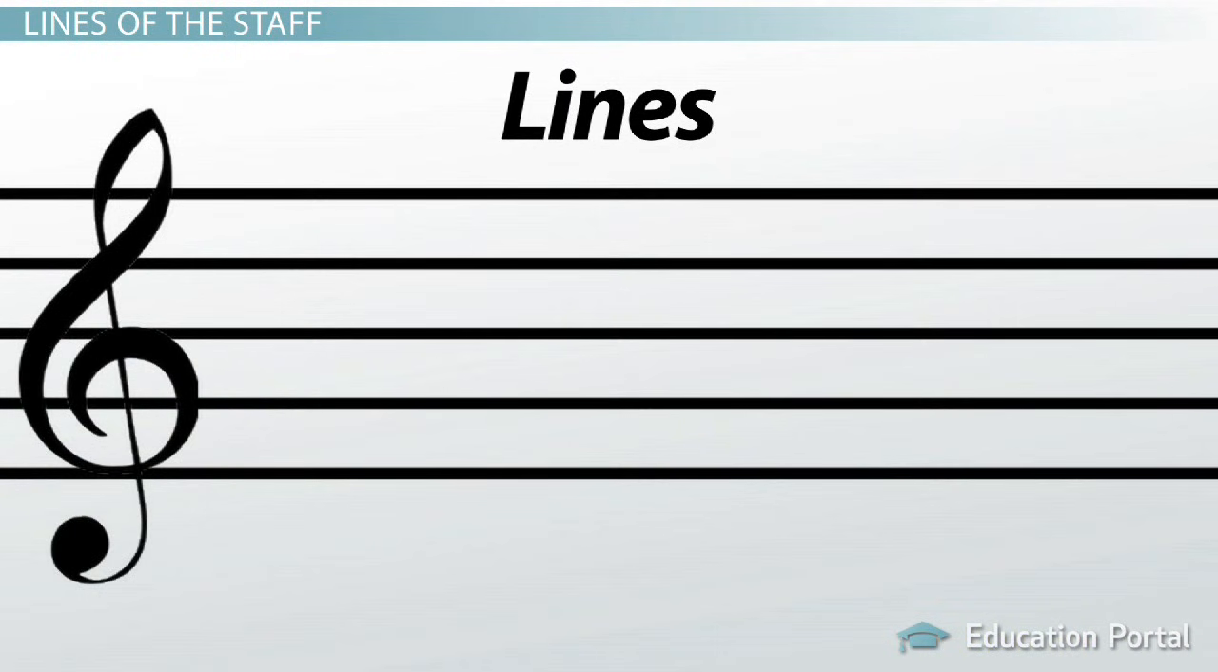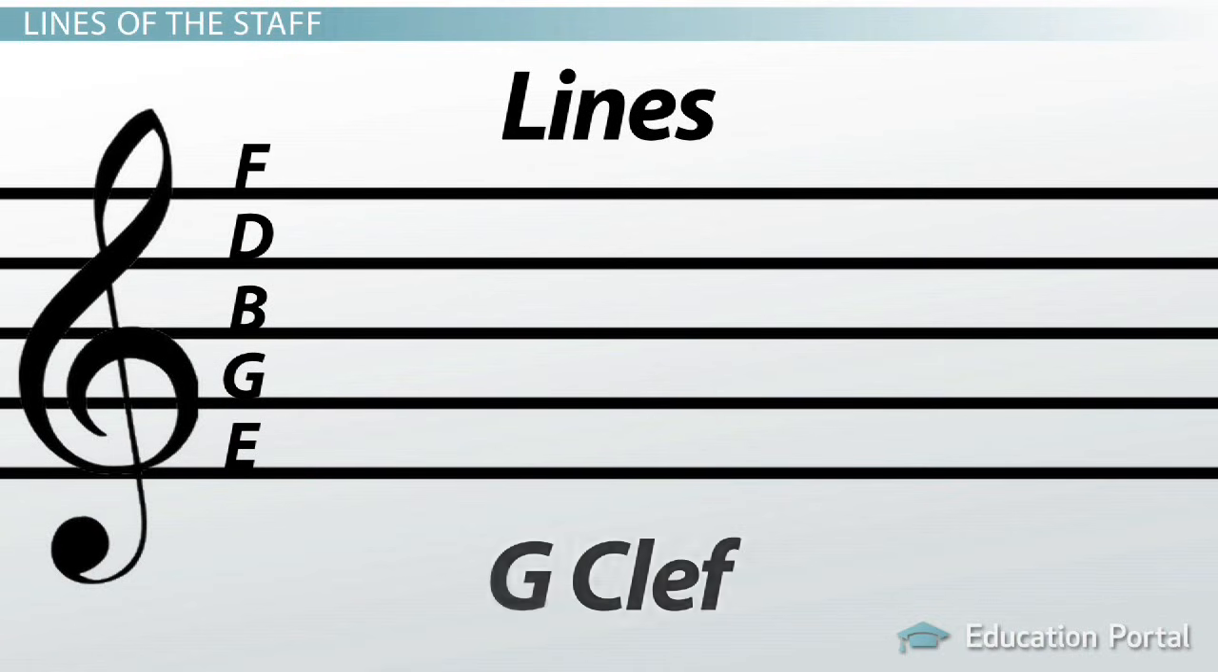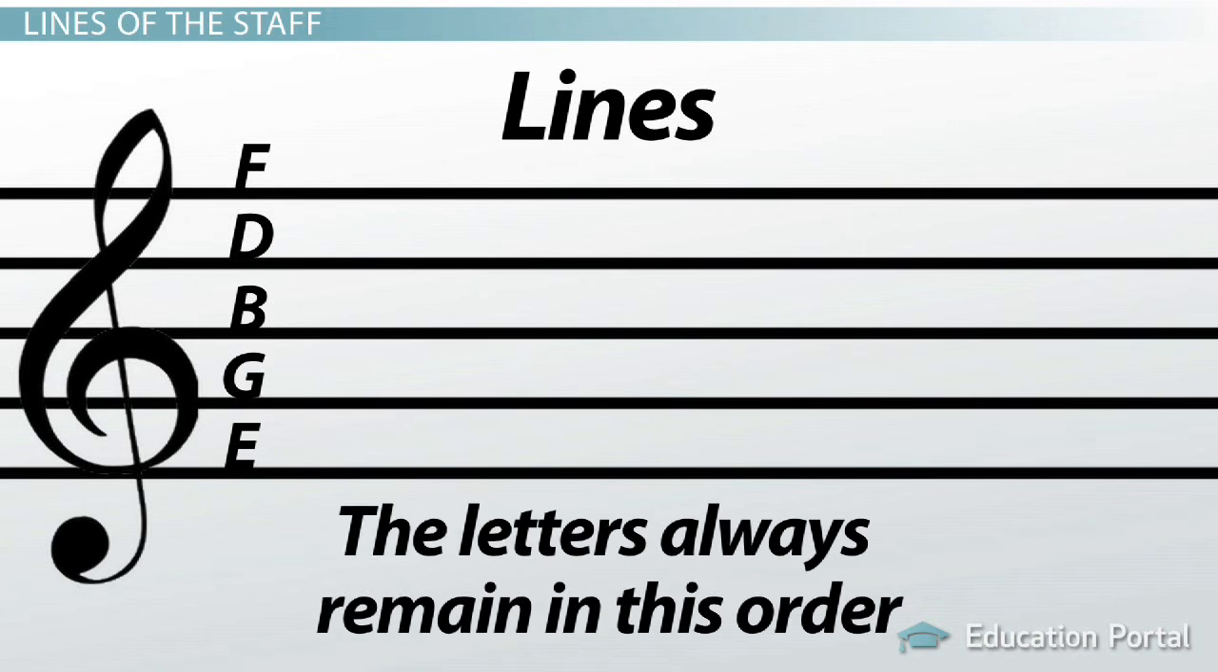Each line of the staff represents a specific pitch. Starting from the bottom of the treble clef staff, the lines represent E, G, B, D, and F. The treble clef is sometimes called the G clef because the treble clef symbol circles around the line G. The letters always remain in this order, which makes it easy to use.